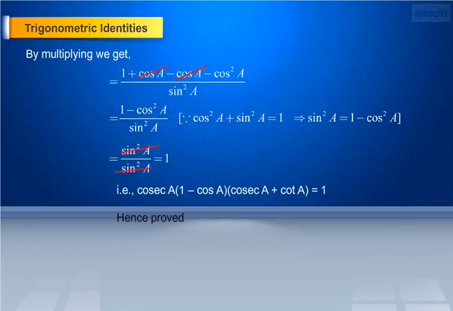That is, cosecant A into 1 minus cos A into cosecant A plus cot A equals 1. Hence proved.